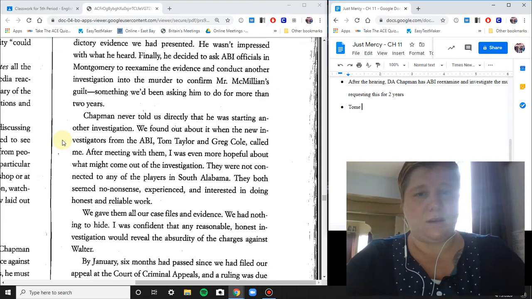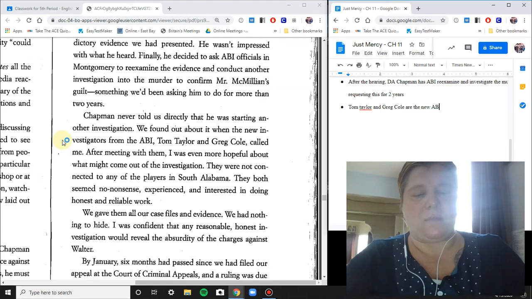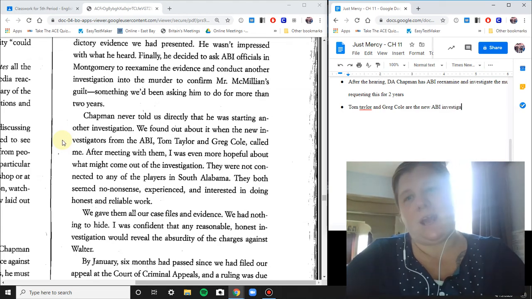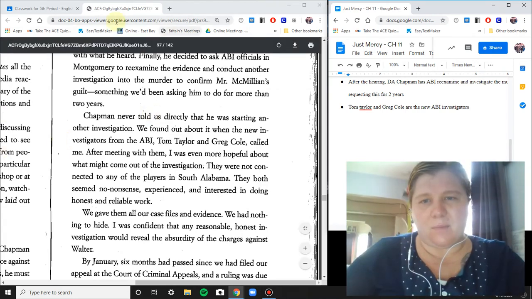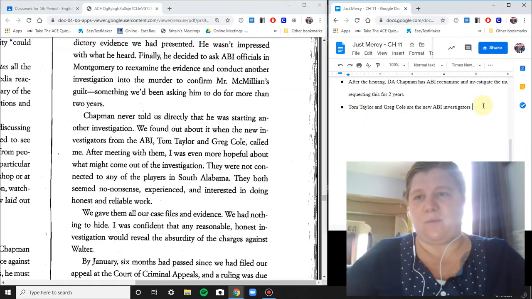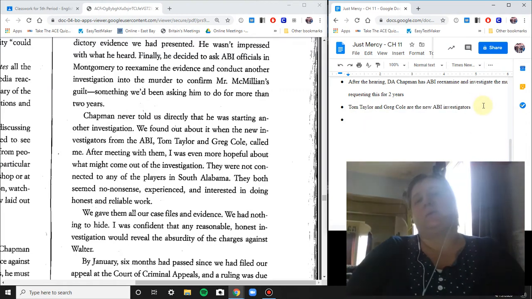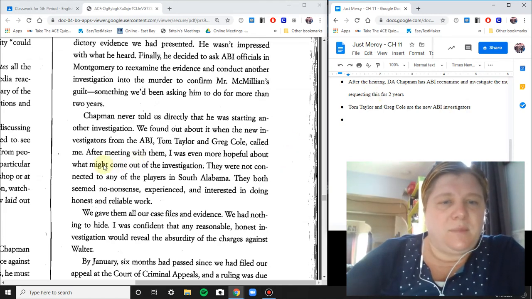Let's write their names down. Tom Taylor, in case they come back up, and Greg Cole are the new ABI investigators. Now those names probably won't end up in our summary, but they will help me remember who they are when he refers to them later, if he refers to them later.